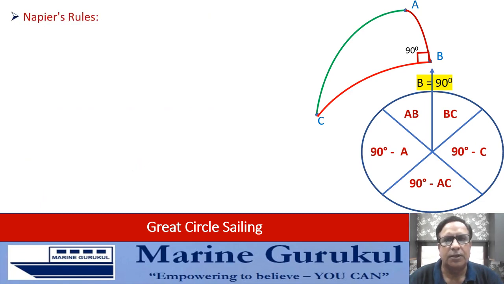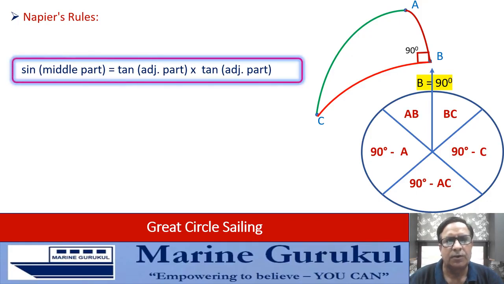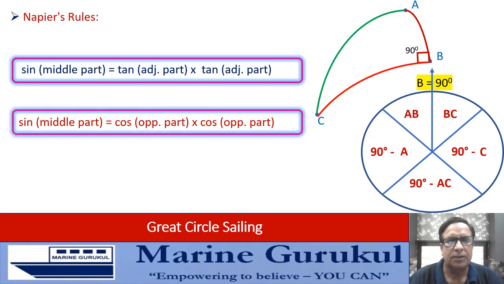Having completed the cartwheel, we can apply Napier's rules. The rules are: sine of the middle part is equal to the product of the tangents of the adjacent parts. So this is one of the two rules. The other one is: sine of the middle part is equal to the product of the cosines of the opposite parts. So this is the other one.